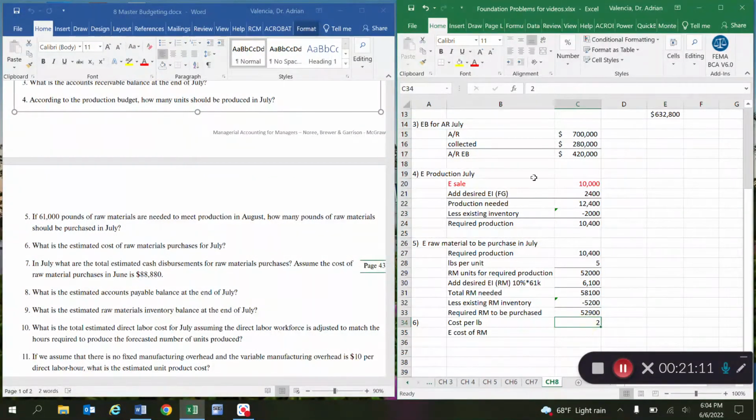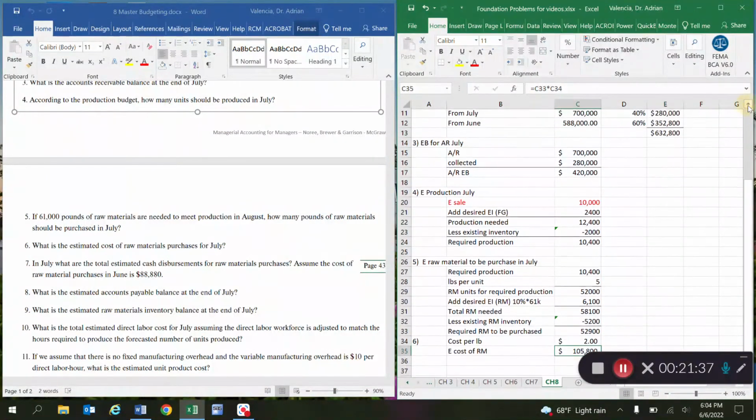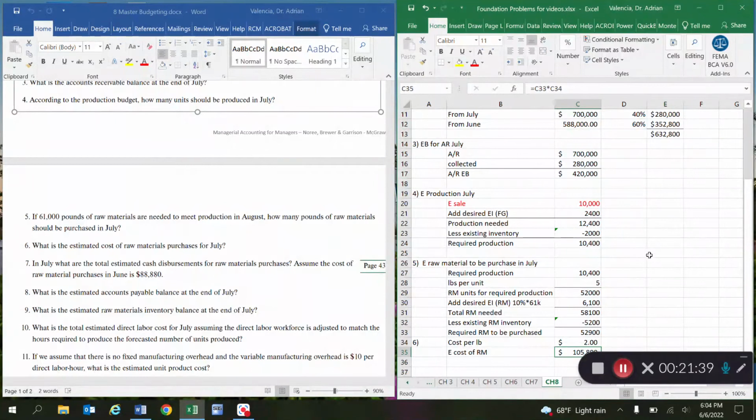Let me put a dollar sign on this so that we know that now we're talking about dollars. So the expected cost of raw material in the month of July is $105,800. Okay, so very important to keep track of the fact that you're going to be spending $105,000 right here, and your expected collections during that month is $632,000.